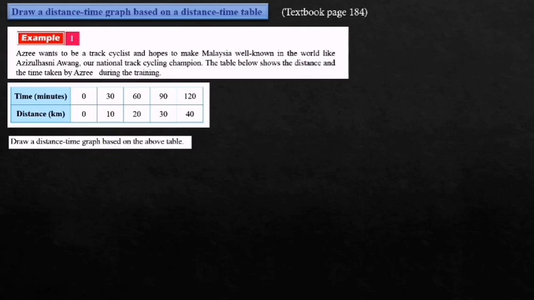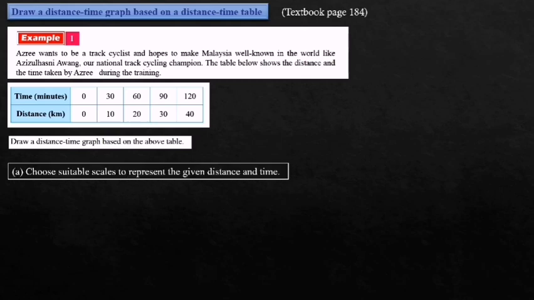Now we look at example 1. Azri wants to be a track cyclist and hopes to make Malaysia well known in the world like Azizul Hasni Awang, our national track cycling champion. The table below shows the distance and the time taken by Azri during the training. Draw a distance time graph based on the above table.